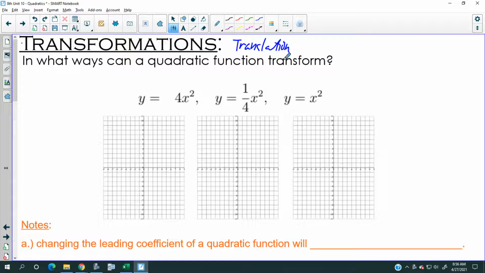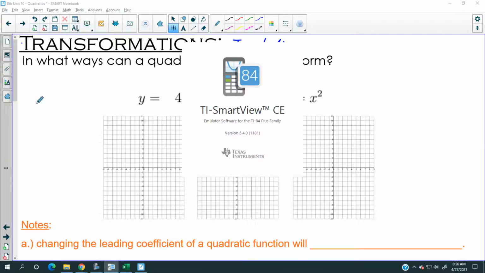Okay? Meaning, like, can you just move a graph around, and what would it take for you to be able to move a graph around? Like, what sort of changes would you have to make toward the quadratic function equation itself for the graph to look different? Now, it's going to be very, very intensive with the graphing calculator. So again, have your graphing calculator out, and we'll go ahead and try some of these.